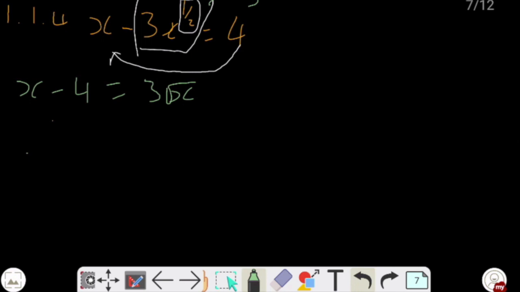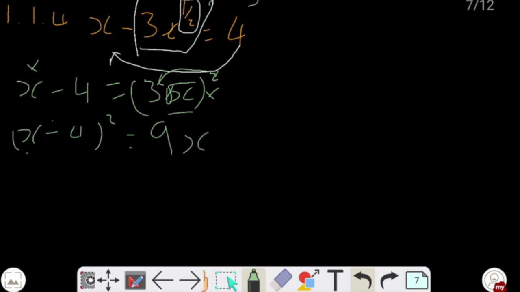Now after doing this, I still have to get rid of this, right? I still have to get rid of the root. How do I get rid of the root? By squaring. So let's square. Whatever I do here, I will have to do on the left hand side as well. So squaring this, we will have x minus 4 squared, and then by squaring this, I get rid of this square root, and I'm left with, remember you have to also say 3 squared, meaning I'm left with 9x.